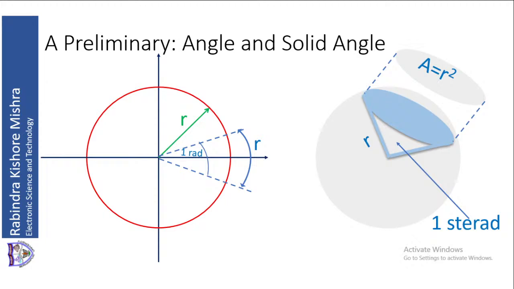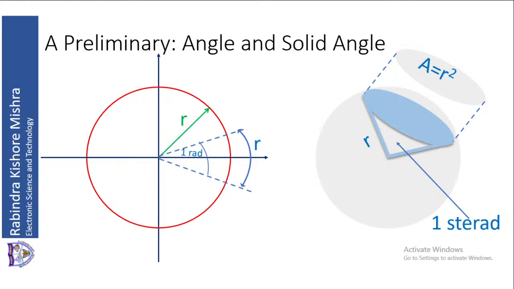Similarly, instead of a circle, consider a sphere. Now length becomes area. So an area A is equal to r squared, where r is the radius of the sphere. The angle subtended by this area at the center of the sphere is called 1 steradian, which is a solid angle. Its unit is steradian.